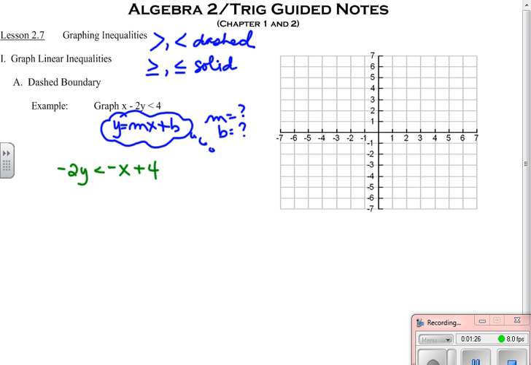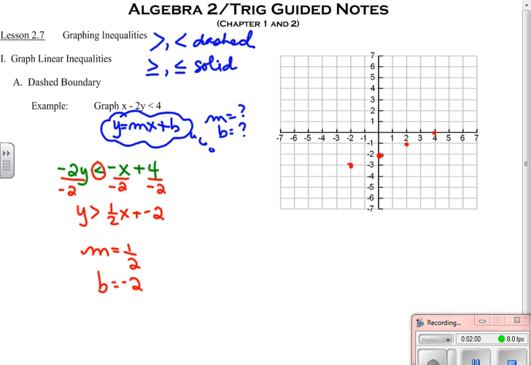And now I need to divide by -2. And remember, when you divide by a negative, you're going to divide both pieces, and I always circle that so I remember to flip it. y is going to be greater than 1/2 x plus -2. So now I know that my slope is 1/2 and my intercept is -2. So I'm going to plot my intercept, and my slope is up 1, right 2, up 1, right 2, down 1, left 2, because it's positive.